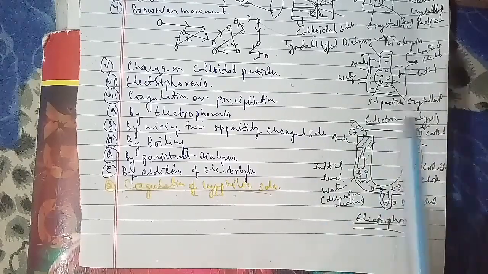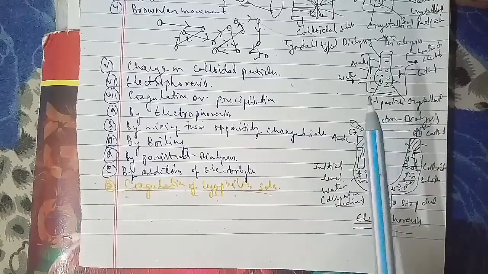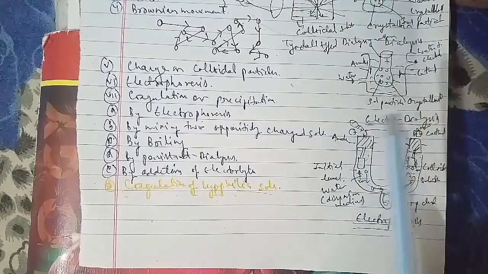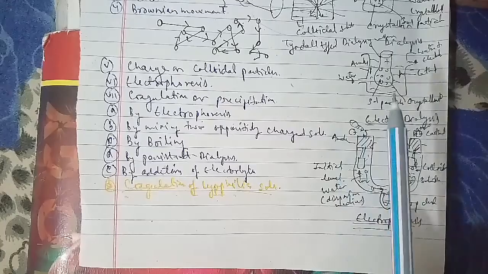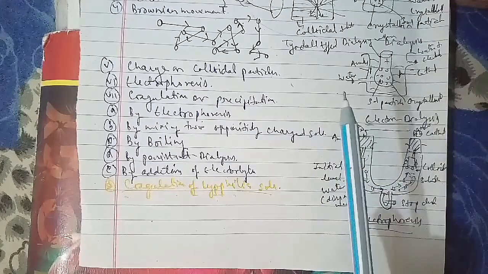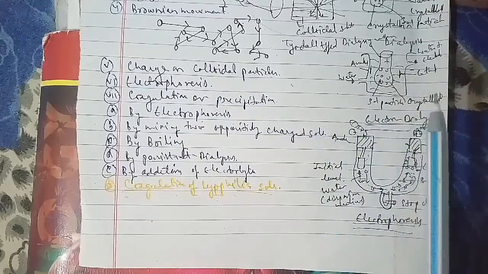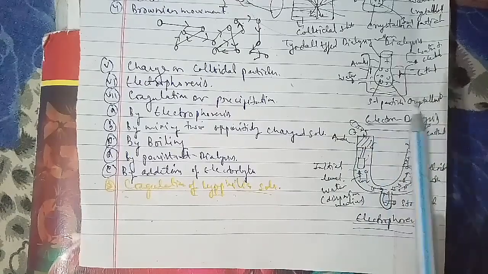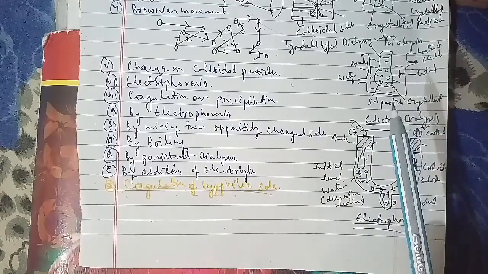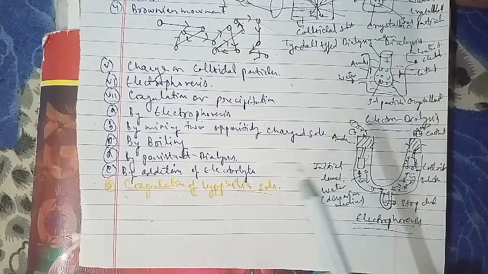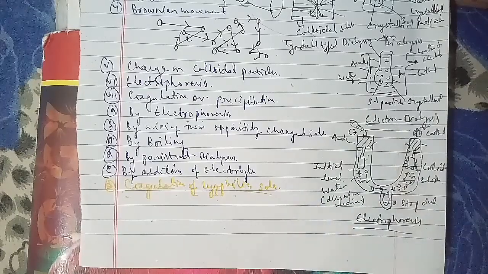When solvents such as alcohol and acetone are added to the hydrophilic sols, dehydration of the dispersed phase occurs. Under this condition, a small quantity of electrolyte can bring about coagulation here. We'll talk about another one, which is the protection of colloids here.